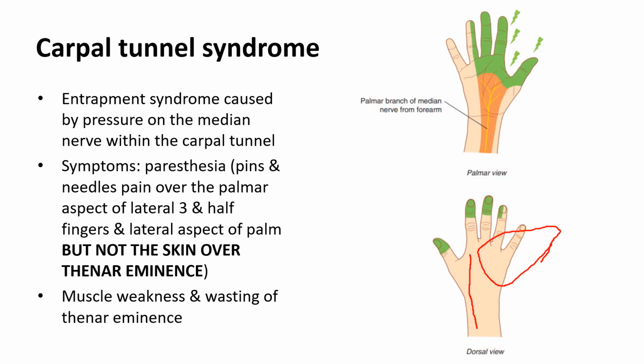So, this figure explains the area that will be affected by sensory disruption. The orange one will be intact in carpal tunnel syndrome, while the green one will be affected by the pins and needles pain-like sensation.